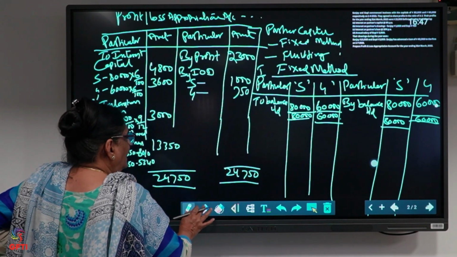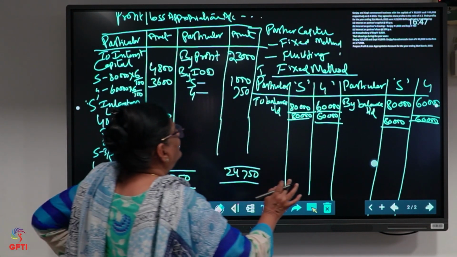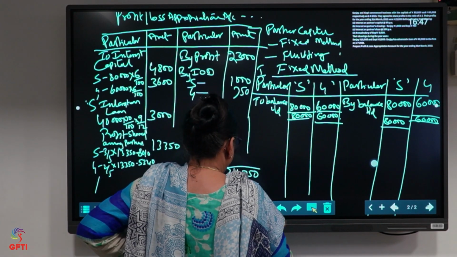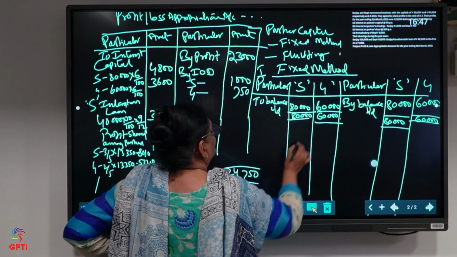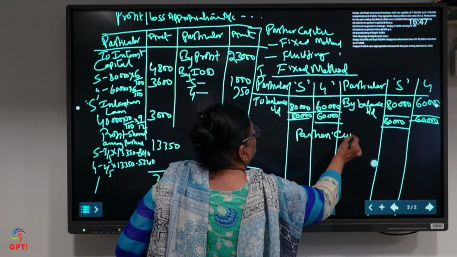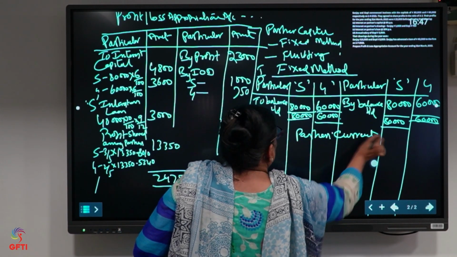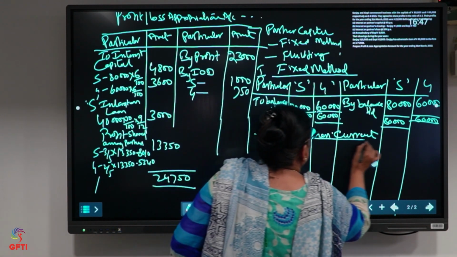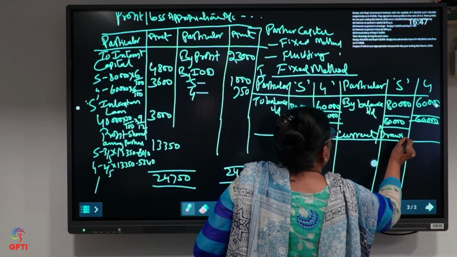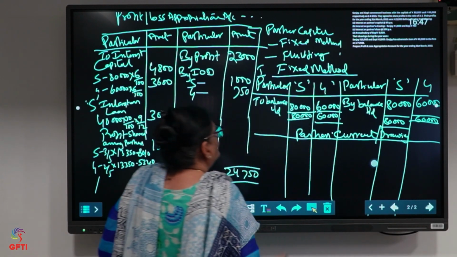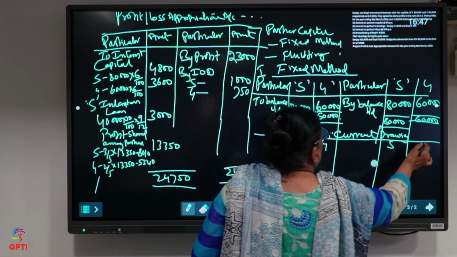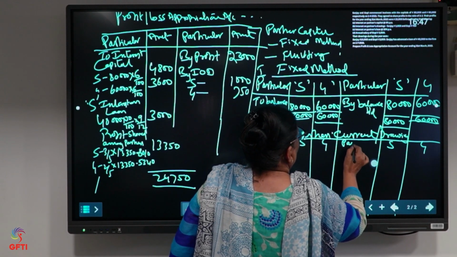So what about the other things? Others we are going to prepare. Here only partners. We are preparing the partners' current account, because the other things have to be routed into drawing or current account, whichever they tell us. So again we have Sanjay, Gopi, particulars.